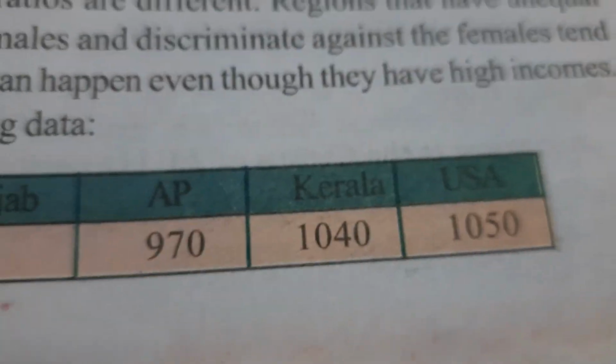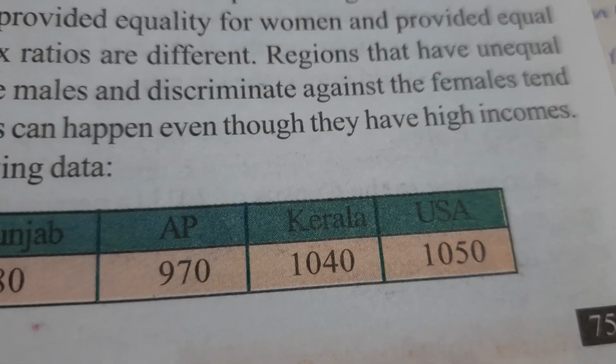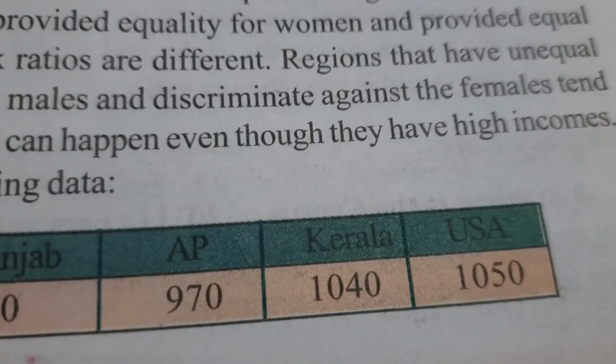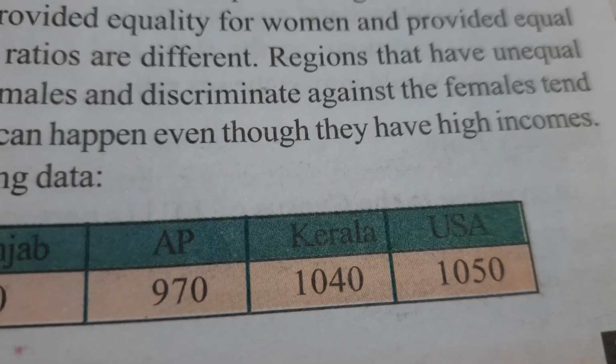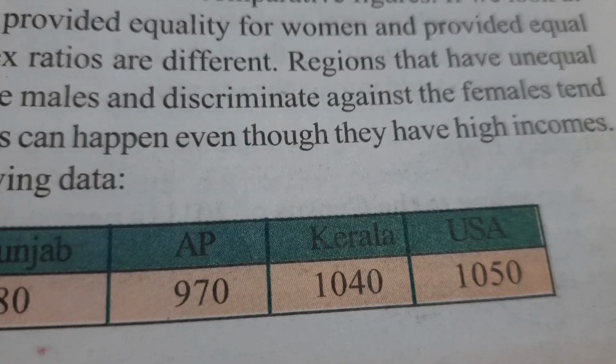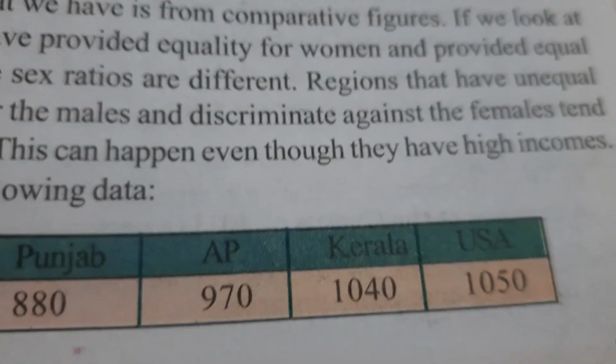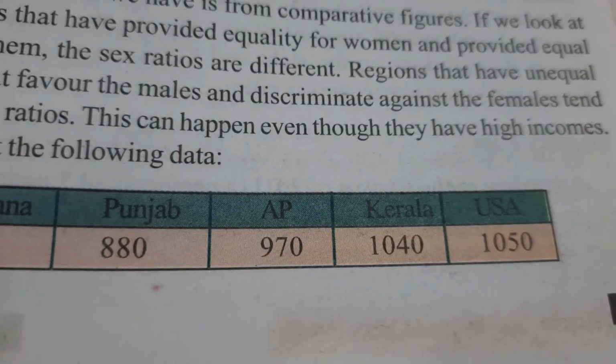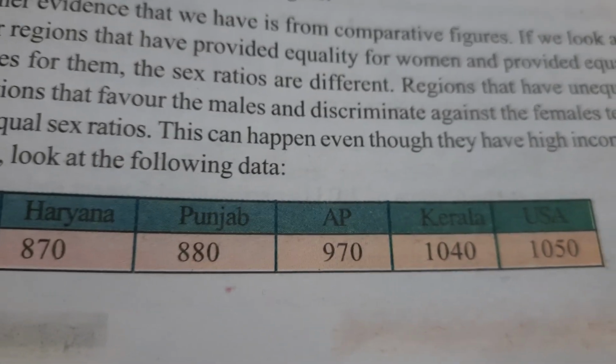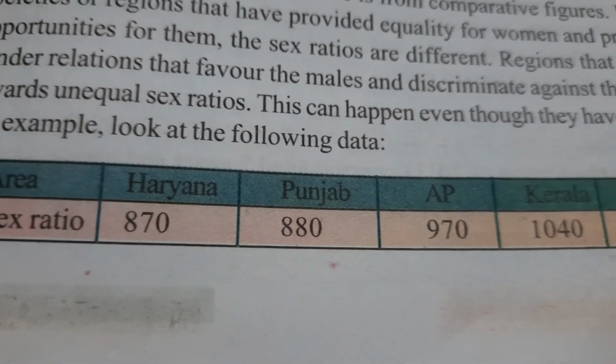In the same way, let us take an example of a foreign country, the USA. It also shows a positive sex ratio, that is, per 1000 males, there are 1050 females. So in this way we can see that the sex ratio is an indicator of discrimination against females in society.